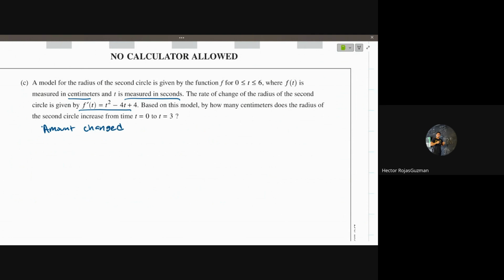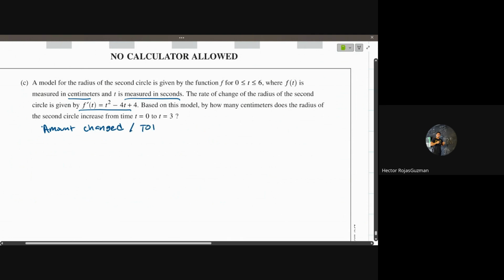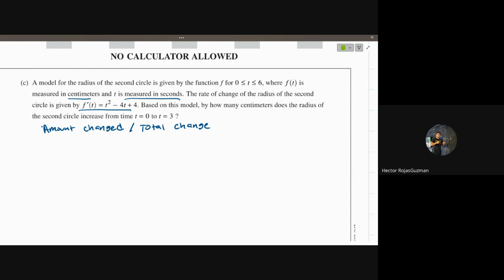This question is asking me to find total change, right? Because we know the circle started as a dot, and then it increased to a circle, and then it increased to a bigger circle, and then it increased. So this question is not just asking about change, it's really asking about total change. How many centimeters does the radius of the second circle increase? So for that, you're going to take the integral from 0 to 3 of the absolute value of f prime of t dt.